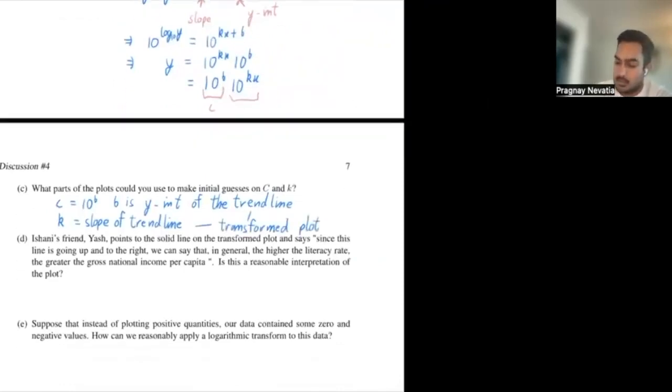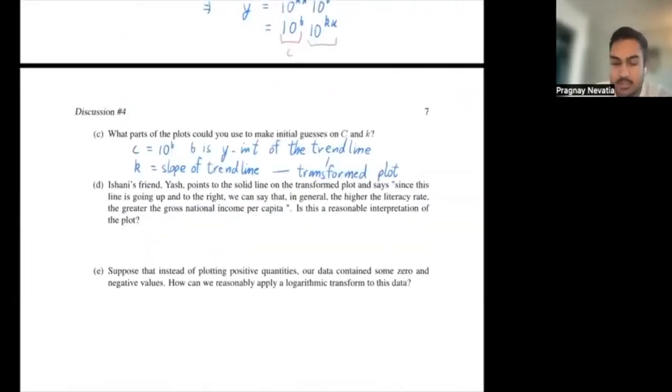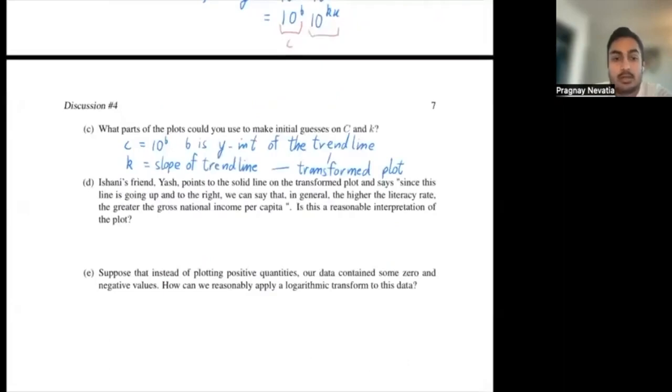Okay. So here, let's see what part D is asking. Part D is where Shani's friend Yash says that since this line is going up and to the right, we can say that in general, the higher the literacy rate, the greater the GNI per capita. Is that a reasonable interpretation of the plot?